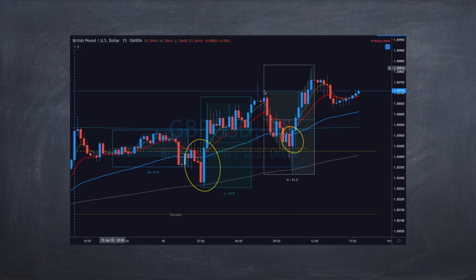London session moves straight up, retracement. Whoa, where did they come to? Oh my God, what a surprise. They come to the middle of the range, and then they go back up. Holy smokes. It's a miracle. Come on. Do you see what I mean?